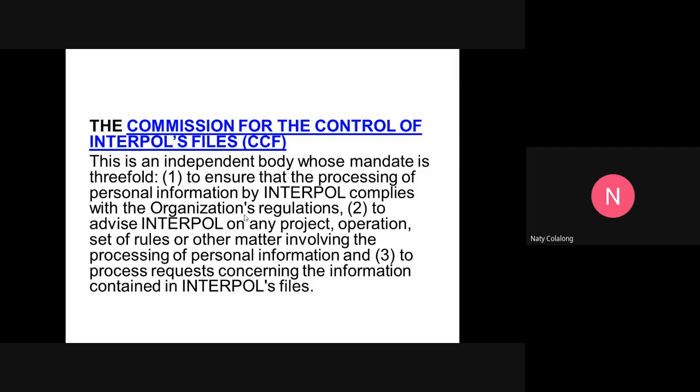Then we have the Commission for the Control of Interpol's Files. This is an independent body whose mandate is threefold. One, to ensure that the processing of personal information by Interpol complies with the organization's regulations. Two, to advise Interpol on any project, operation, set of rules, or other matter involving the processing of personal information. And three, to process requests concerning the information contained in Interpol's files.